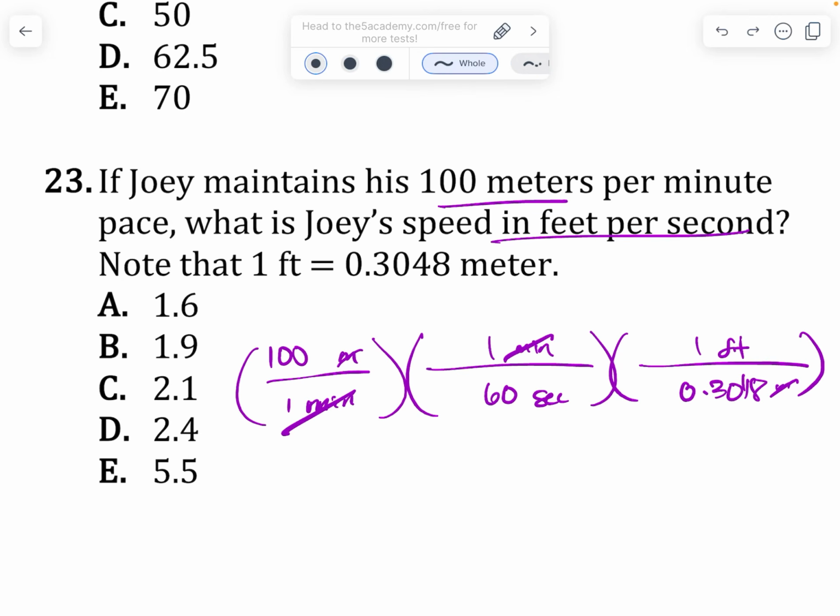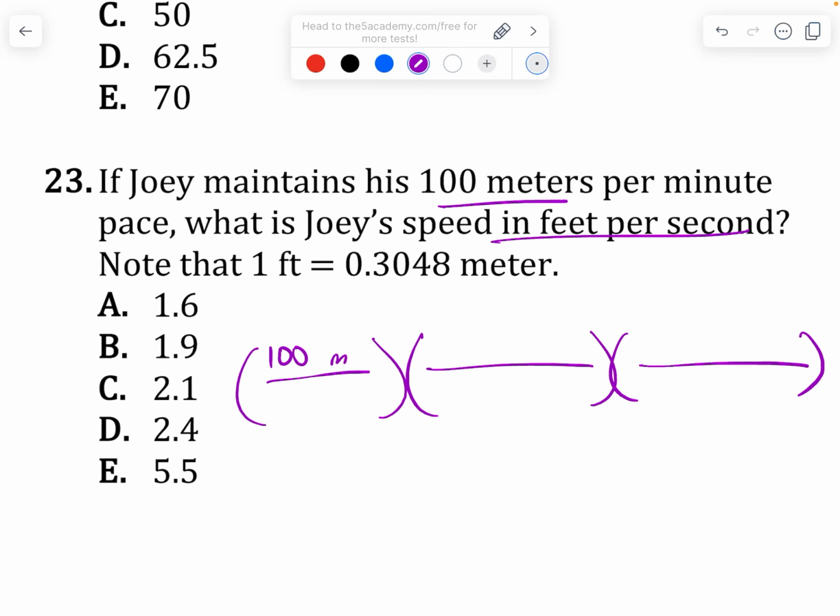So let's backtrack. So to start, you want to start with your original units, okay? And you want to know what your desired units are. So we see that there's two differences. There's meters to feet, minutes to seconds. So I'm going to have two conversion factors, one to handle each of those differences, okay? And you just keep in mind, what am I going to do with each conversion factor? One of these is going to be to go from meters to feet, and this one's going to be to go from minutes to seconds.